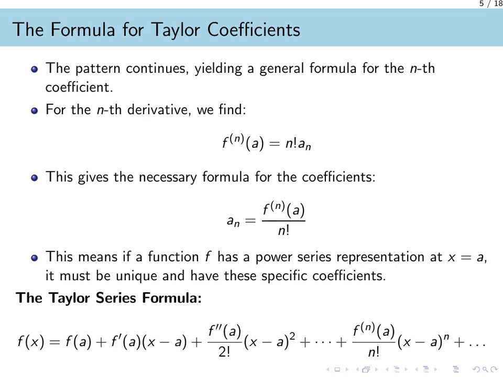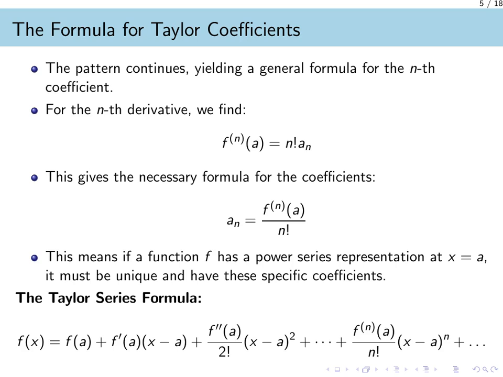Plugging this formula back into our original series gives us what is known as the Taylor series for f centered at a. It is f of a plus the first derivative at a times the quantity x minus a, plus the second derivative at a over 2 factorial times the quantity x minus a squared, and so on for all subsequent terms.